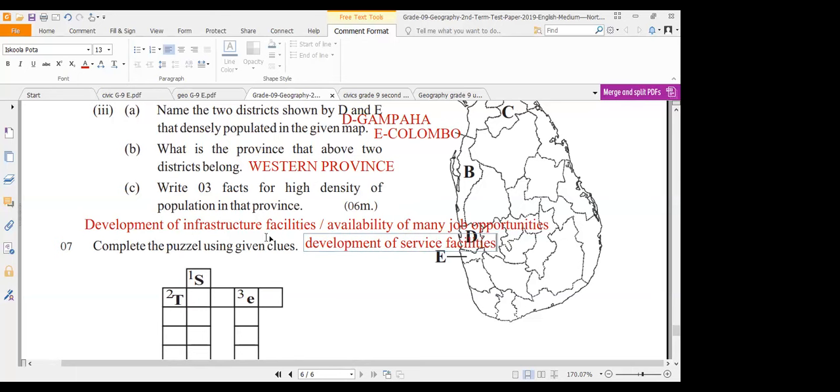Favorable climate. Favorable climate. And some other districts are also like that. Favorable climate.